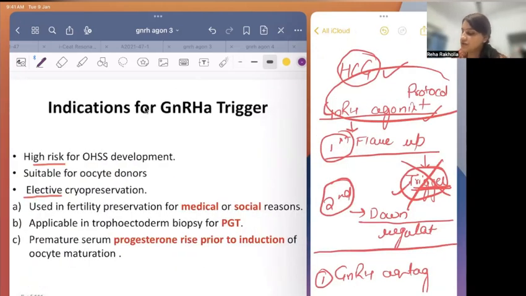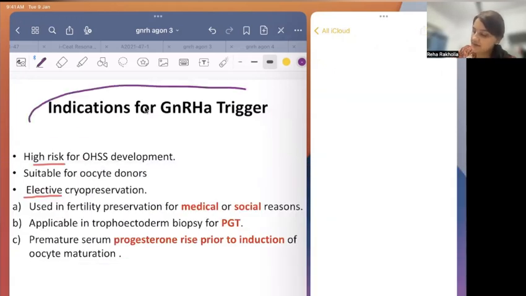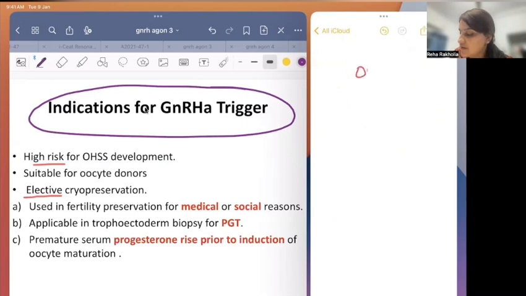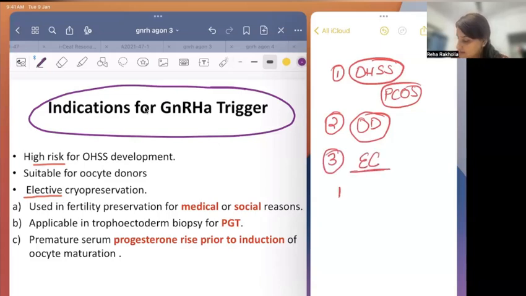Then indications of GnRH agonist triggering. First is high risk of OHSS. As we have already seen, it reduces the OHSS risk, so if a patient has high risk of OHSS, like a PCOS patient, we'll use GnRH agonist triggering. Second is oocyte donor. Third is elective cryopreservation, which mainly has three causes.